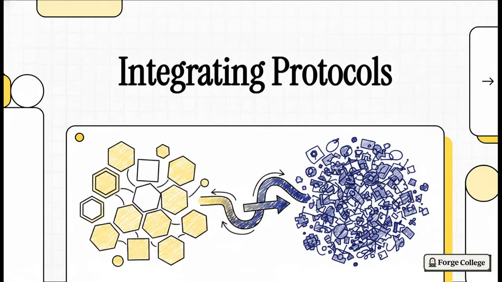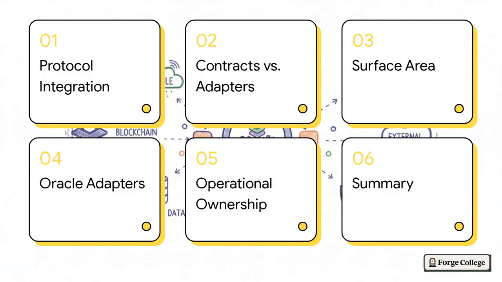We actually have to figure out how to wire up that beautifully pristine, mathematically pure application of yours to, let's just call it, the wonderfully chaotic outside world of Web3. So here's our game plan for today. We'll quickly cover protocol integration, compare contracts versus adapters, talk about managing surface area, build an Oracle adapter, and finally, hash out operational ownership before wrapping up.